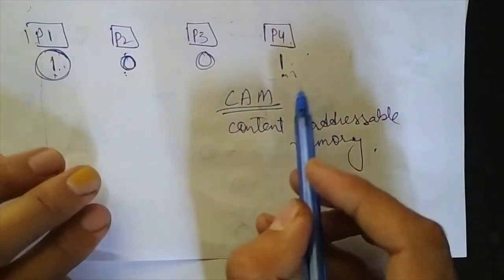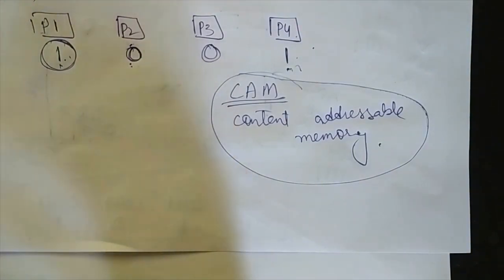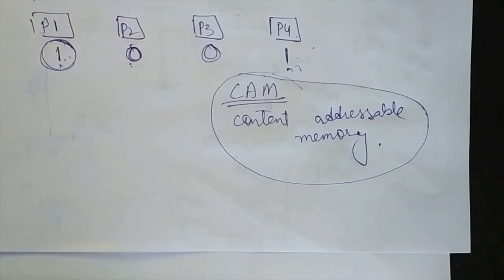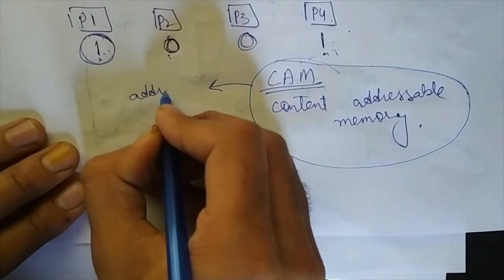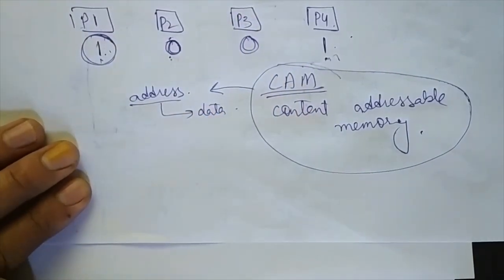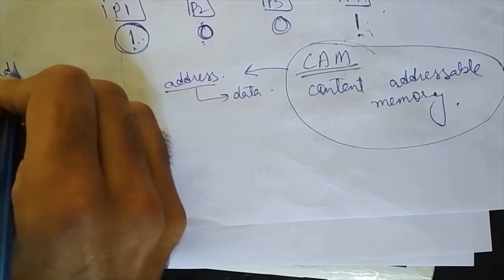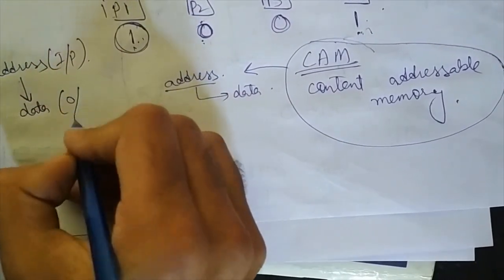Since this particular memory is not in the scope of our course, understanding CAM, or content addressable memory, is usually done in postgraduate computer architecture courses, or high performance computing courses. So here I will only give a brief description of CAM memory. Basically, in our previous memories, we were sending an address, and based on the address we were getting the data. So in our previous memories, input was address and output was data.